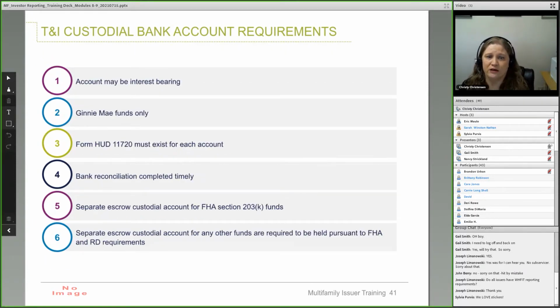T&I custodial bank account requirements are as follows. Account may be interest-bearing, must be Ginnie Mae funds only, must have a HUD 11720 form for each account, bank recons completed timely, which is within 30 days of the issuer's cutoff, must have a separate custodial account for 203K FHA funds, and separate escrow account for any other funds per FHA and RD or USDA requirements.